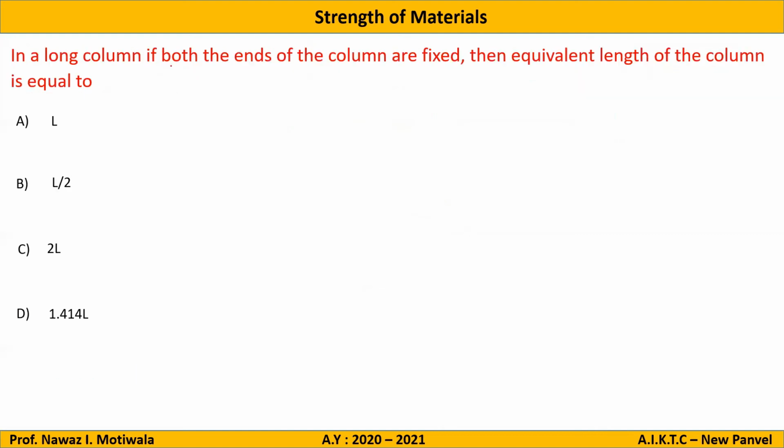In a long column, if both the ends of the column are fixed, then the equivalent length of the column is, a very basic question, it will be L by 2. So if both ends are fixed, it will be L by 2.